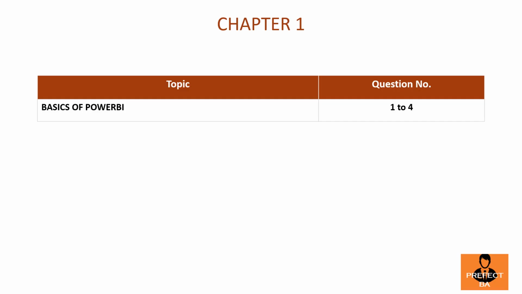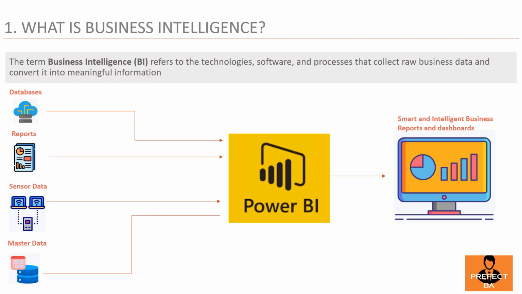Let us start with Chapter 1, which covers the basics of Power BI. What is business intelligence? The term business intelligence (BI) refers to the technologies, software, and processes that collect raw business data and convert it into something insightful and decision-driven recommendations.